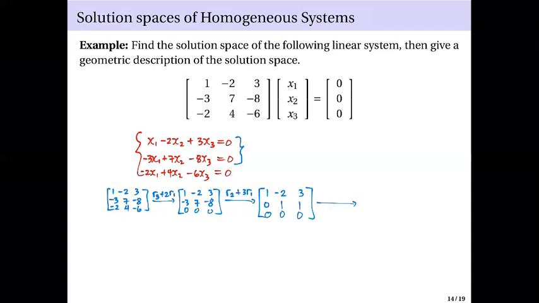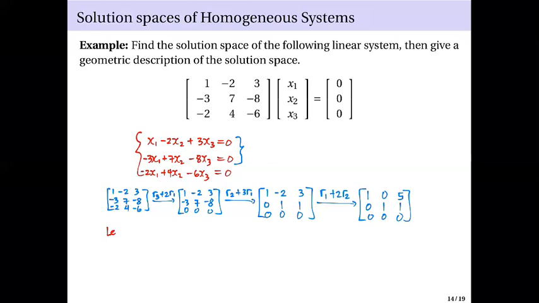And finally here, to find the RREF, we replace R1 by R1 plus 2R2. We do this. So 1 minus 1 plus 0, that's 1. Minus 2 plus 2, that's 0. 3 plus 2, that's 5. Check my arithmetic here. And then we'll have 0, 1, 1, 0, 0, 0. So this is the RREF.